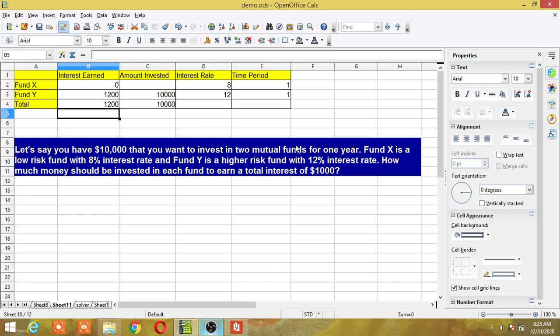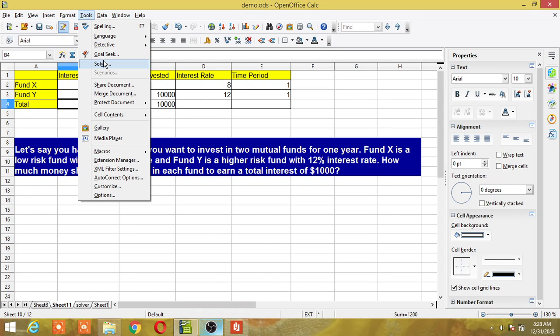Now the question is, how much money should be invested in each fund? That means how much I have to invest in these two funds so that I can earn a total interest of 1000. That means here I want 1000 as my amount. So what should I do? What should be the amount invested in these two cells? Now I will go to the tools menu and then I'll select solver.